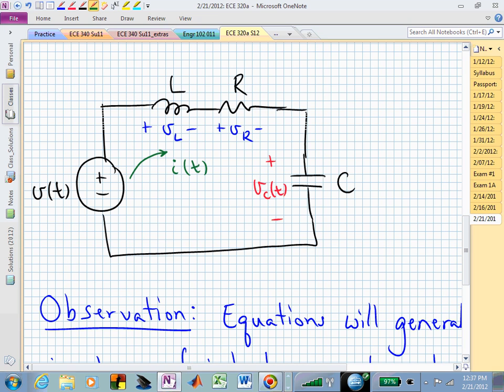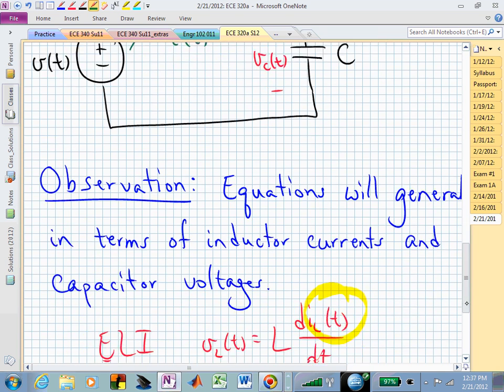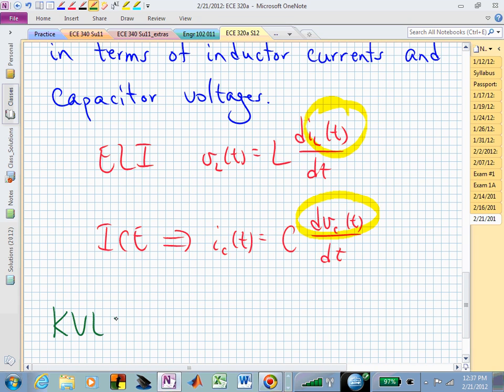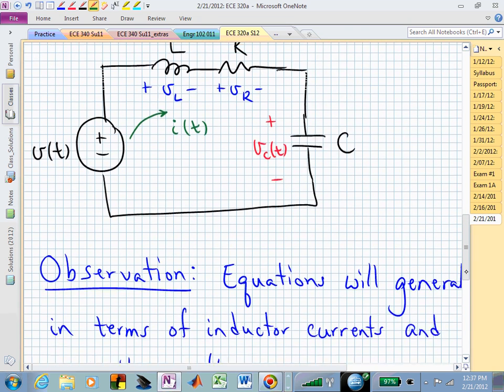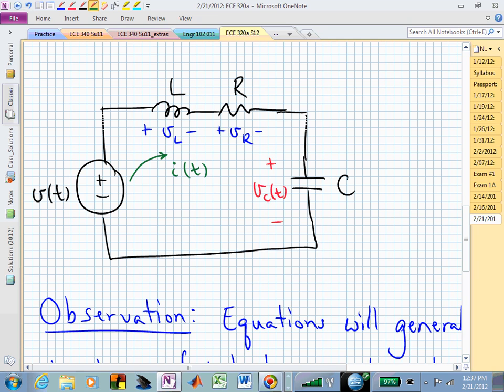Can I just walk around that mesh or do a KVL? That's a very logical approach. If we now apply KVL to that circuit, we could simply write it in terms of the voltage drops across each of those elements. We're going up through the source, entering the negative terminal, so we have minus V of t. Then we hit all of the positive polarity markings that I've labeled, plus V sub L, plus V sub R, plus V sub C, and then we're back to where we started, and that sum equals zero.